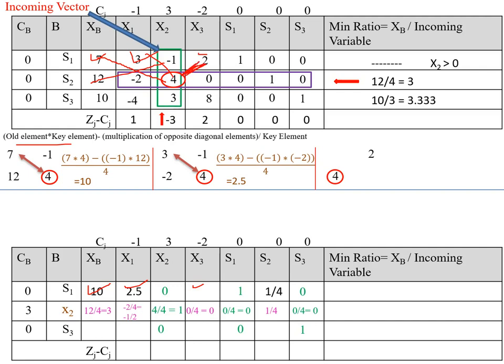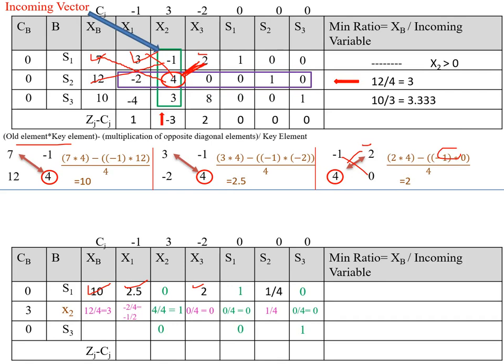For the opposite diagonal elements for the 2 and 4 is the minus 1 and 0, and do the calculation: old element into key element minus of multiplication of the opposite diagonal elements divided by the key element, that is 2 into 4 minus of minus 1 into 0, it's a 0, so the value is 2. So enter the 2 value here.